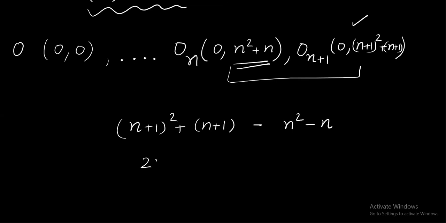So n square will get cancelled. We will be left with 2n plus 1 in the first term, and then plus 1. And basically, it is twice of n plus 1, right? This is twice of n plus 1.